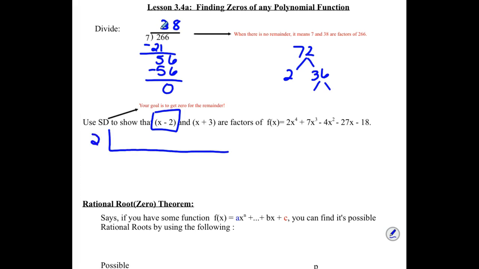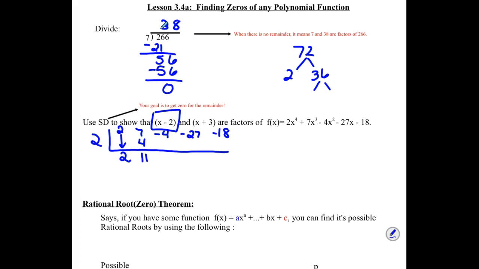We put a 2 in front. Okay. We need the coefficients from our polynomial. Are we missing any terms where we need to worry about a 0? No. Okay. So our coefficients are 2, 7, negative 4, negative 27, and negative 18. Okay? So synthetically, we're going to show that this 2 should work. We start by bringing down our first 2, and then we multiply. 2 times 2 is 4, and we add our column.